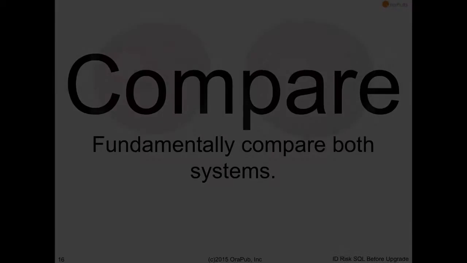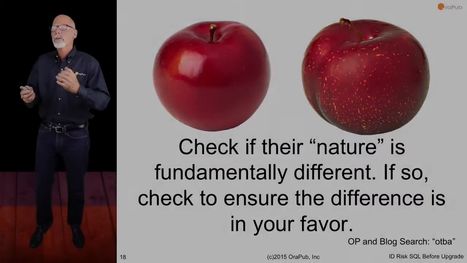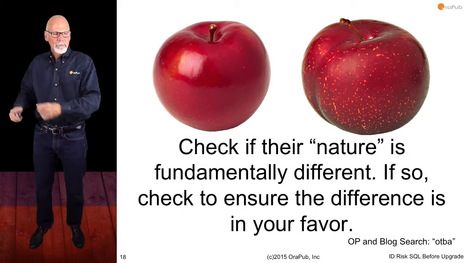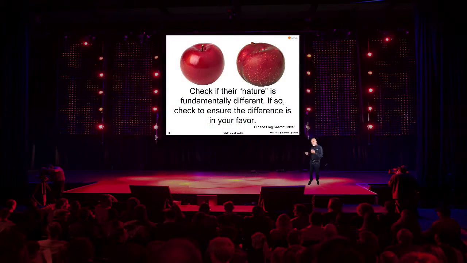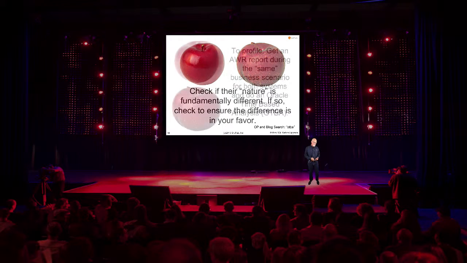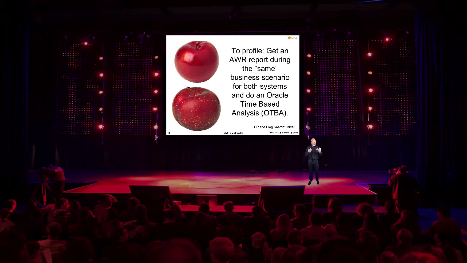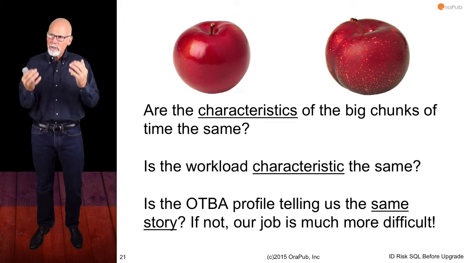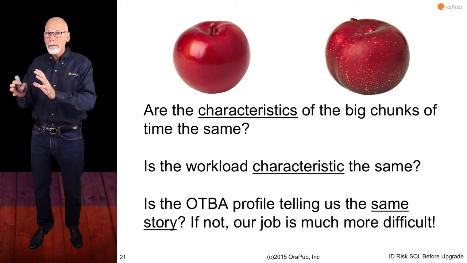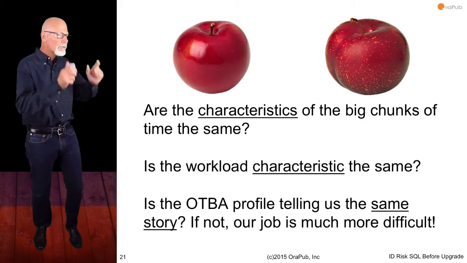Well, we take all the time. For example, if one system is I/O bound and the other is CPU bound, they're very different systems, and we would expect the same SQL ID, the same module, to have a different elapsed time or to consume different amounts of CPU or I/O. How are we going to do this? Well, with just a standard AWR or a Statspack report, we can do what I call an Oracle time-based analysis. When I do this profile, I ask myself, are the characteristics the same in terms of time? Are the characteristics the same in terms of the workload?